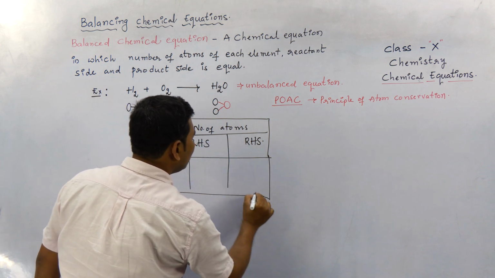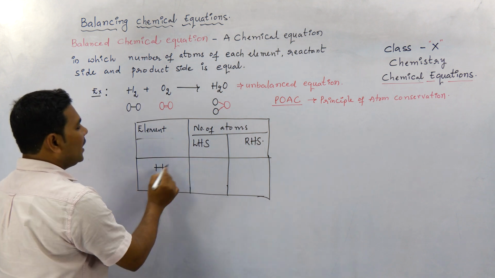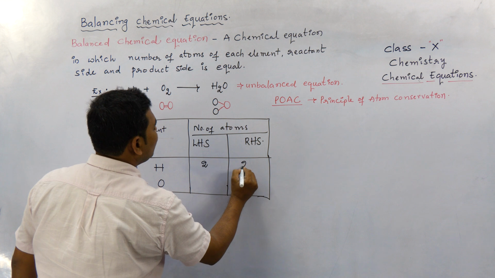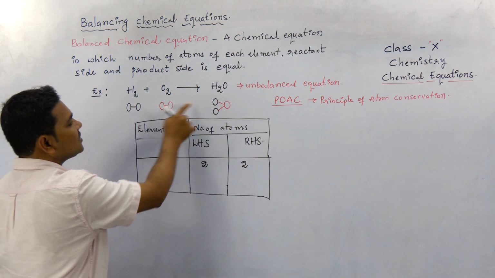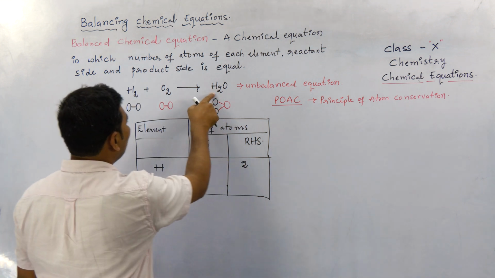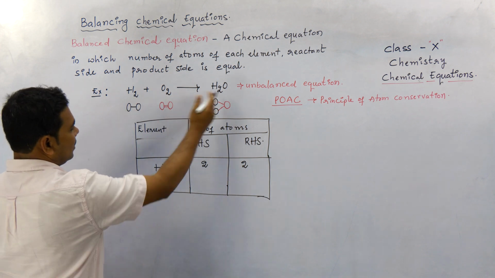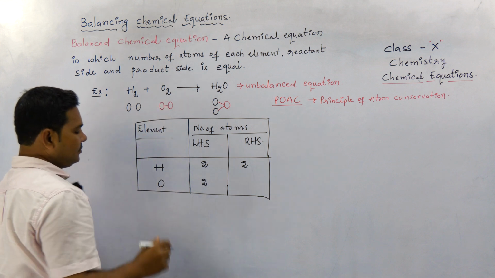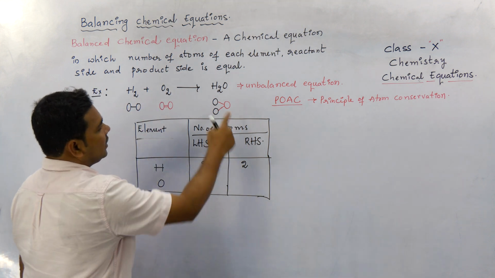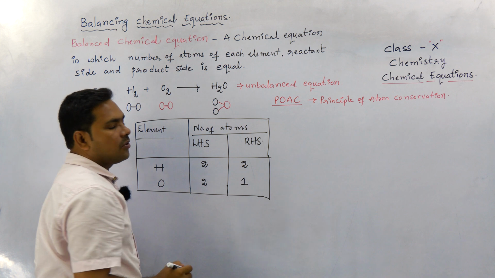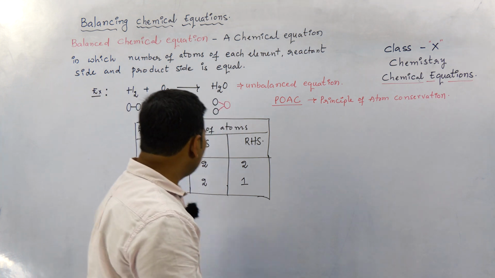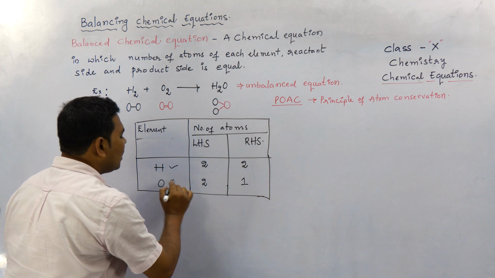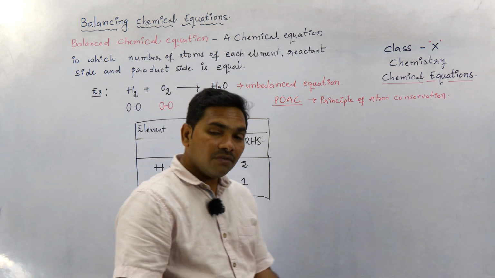Let us make a small table like this. Hydrogen atoms: left hand side, two hydrogen atoms, right hand side also two hydrogen atoms. You can see two black circles on the left side, two black circles on the right side. Oxygen: two oxygen atoms, O2, on the left hand side and only one oxygen atom on the right hand side. Now we see the hydrogen atoms are balanced. Oxygen atoms are not equal. They are not balanced. We have to make them equal.